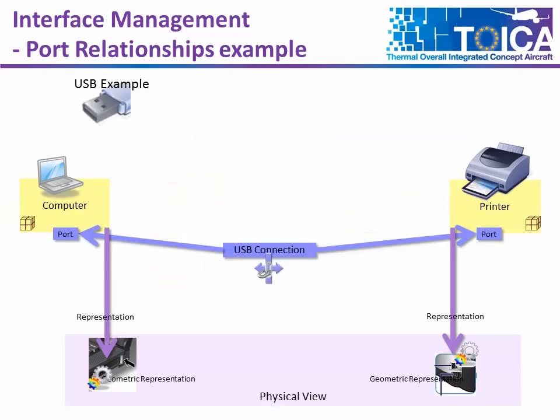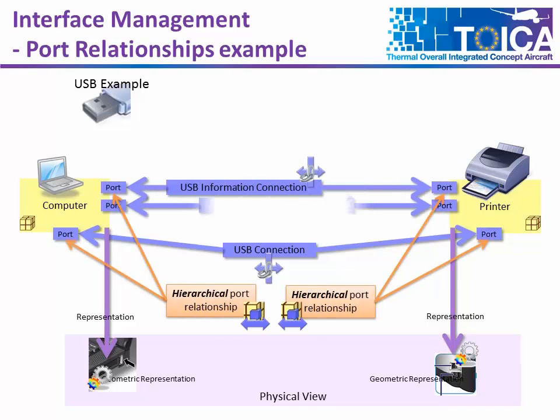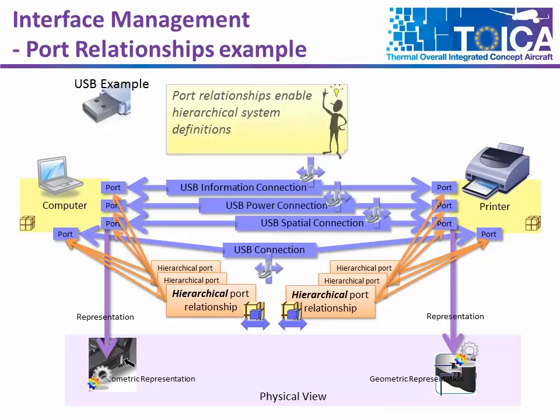Now we start looking at hierarchical port relationships. In this case we're using a USB example. The USB has hierarchical relationships to a USB information, USB power and USB spatial ports. An alternative example could be splitting of a heat transfer port into conduction, radiation and convection ports.